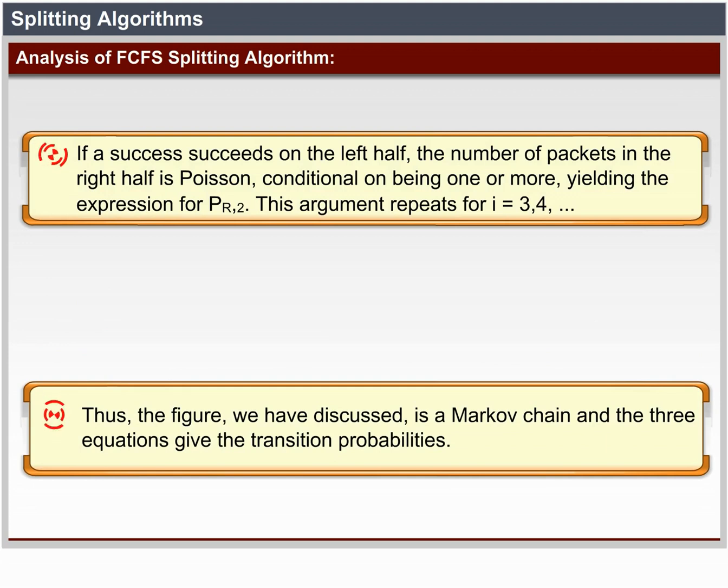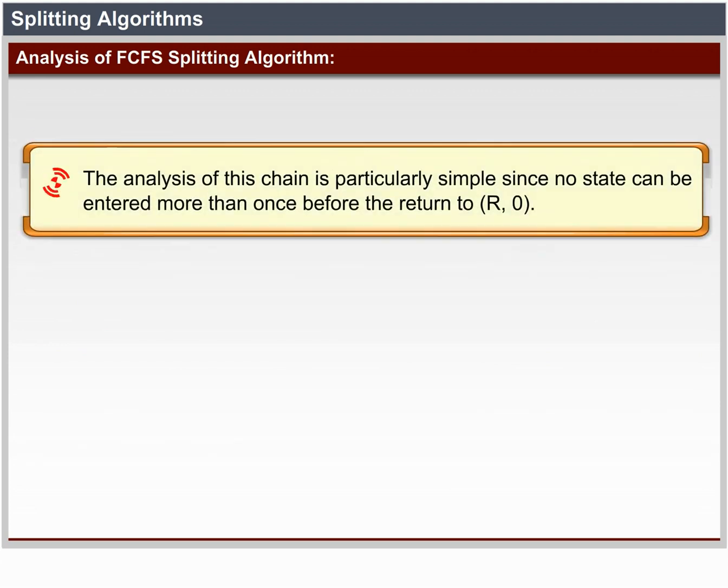The analysis of this chain is particularly simple since no state can be entered more than once before the return to R,0.